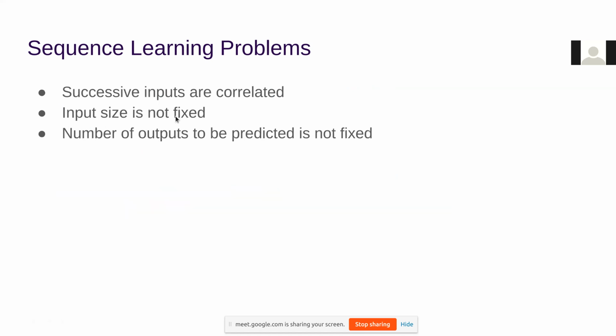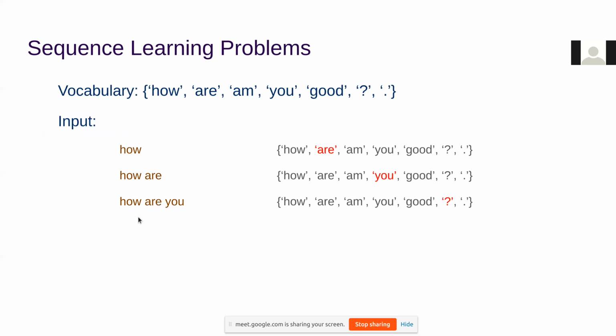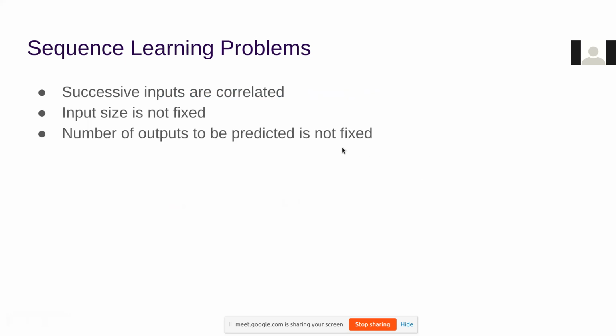The size is not fixed. For example, the sentence can be how are you question mark, which has four items of this vocabulary, or it can be okay, or it can be a longer sentence, maybe how are you doing question mark, a five word sentence. So one of the issues with the sequence learning problem is that the input size is not fixed. And again, the number of outputs to be predicted is not fixed.